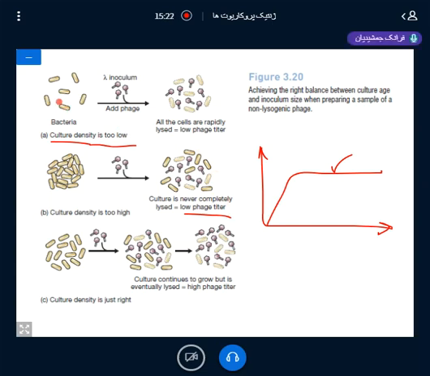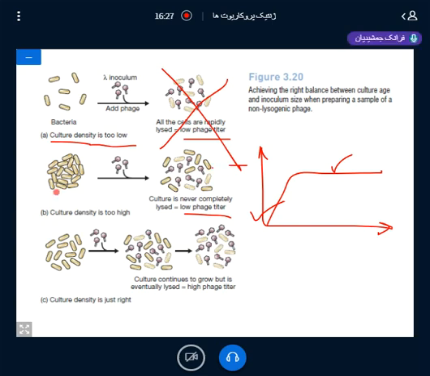So if we add the phage here, when the bacterial growth is low, when the density is low, what will happen? The phages will destroy or lyse all the cells rapidly. So what do we have? We have low phage titer. Do we want this? Is it good for us? Low phage titers? We want more phages. If we add the phages in this phase, where we have little bacteria, all the bacteria will die. So we have low phages. Do you want this or no? No, so we don't want low phage titer.